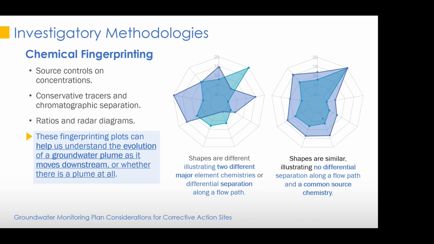One is near the source and one is downstream. Because they have the same general shape, just different sizes, we can deduce that there isn't really any differential separation along the flow path and that they might have a common source chemistry.